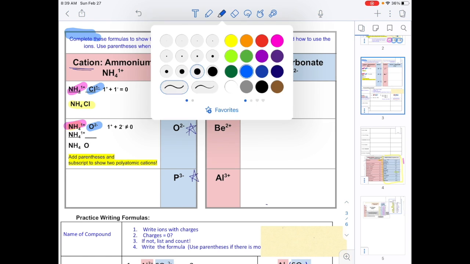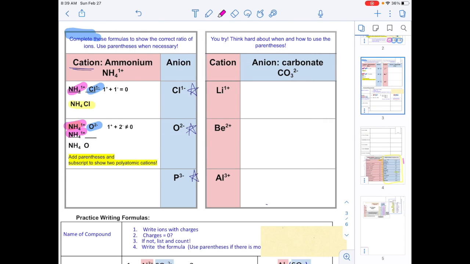So then I needed to do 2 NH4s to add up to 0 with the O2-. And so now I want you to add this. We had to use 2 NH4s, but we have 2 of the team. So I'm going to put a parenthesis around the team, NH4. Make sure the 4 is in there. But then I'm going to put a 2 outside of the parenthesis. So (NH4)2 with the parenthesis.